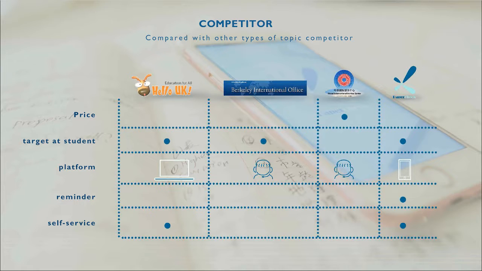And the second one is the international offices of different universities. They have teachers to help you out, but they only focus on their own students. And the third one is the agent of the international service. They provide different types of service, such as business, traveling, and immigration, of course including the educational travel, but they are pricey.